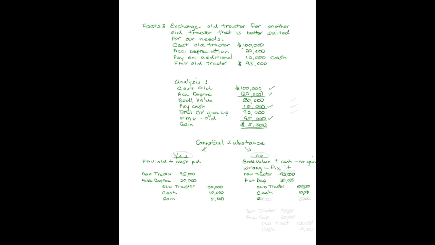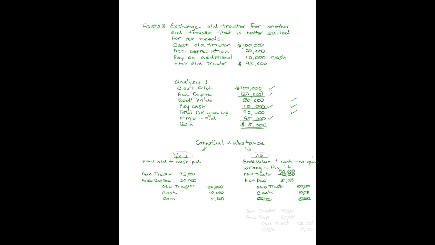And then there's the gain I'm recording that I'm not allowed to, in the amount of $5,000, because you can't recognize a gain on this transaction. It lacks commercial substance. We're supposed to record it at the book value of what we gave up plus any cash. Well, the book value of what we gave up was $80,000, plus cash at $10,000. So we should be recording it at $90,000 and not recognizing a gain. So it will take the 95 off and change it to 90. I just absorbed the gain into the cost of the new tractor, and I'll take the gain off the journal entry.